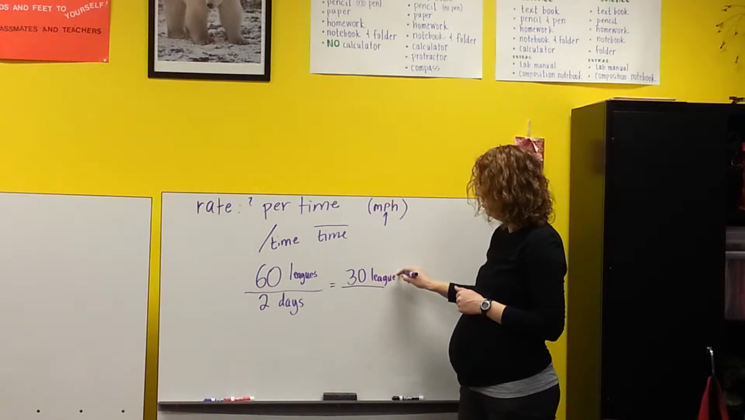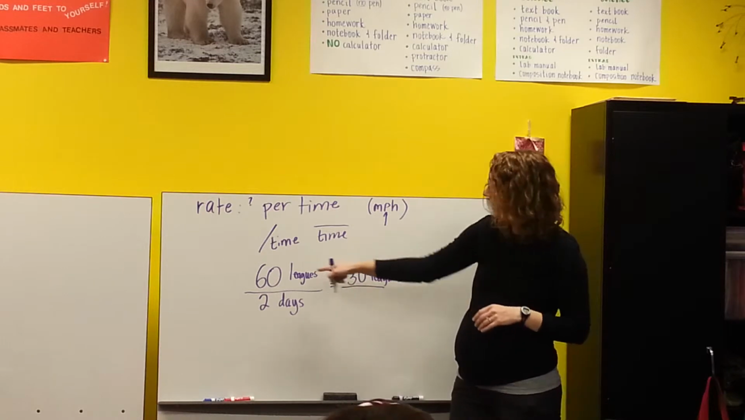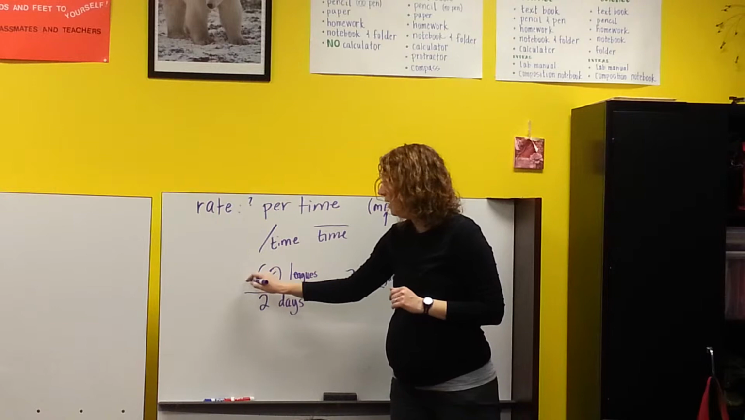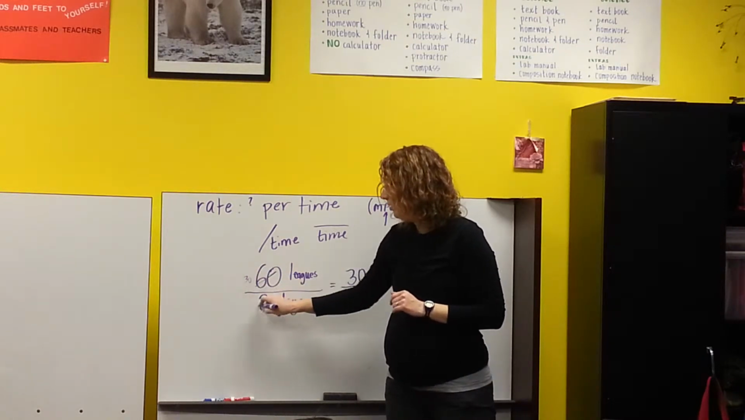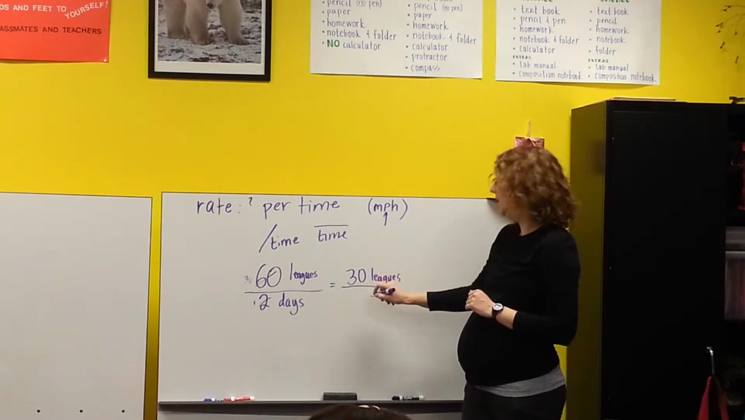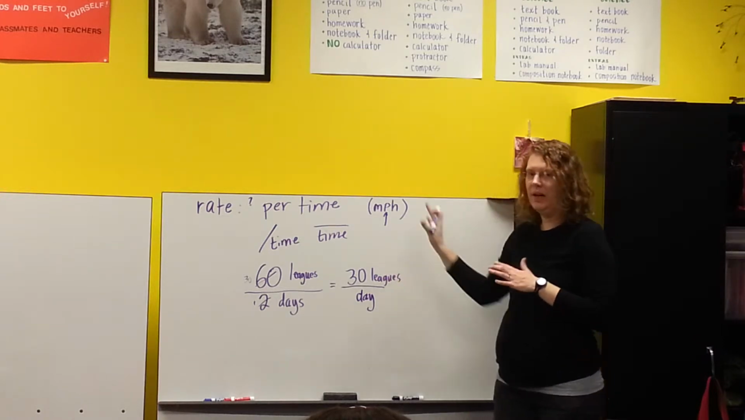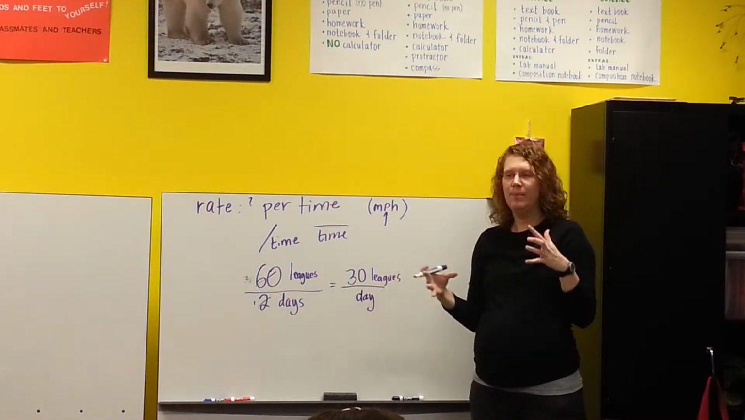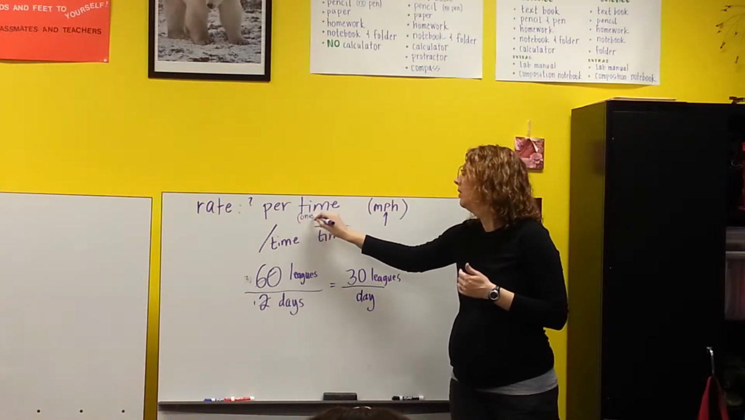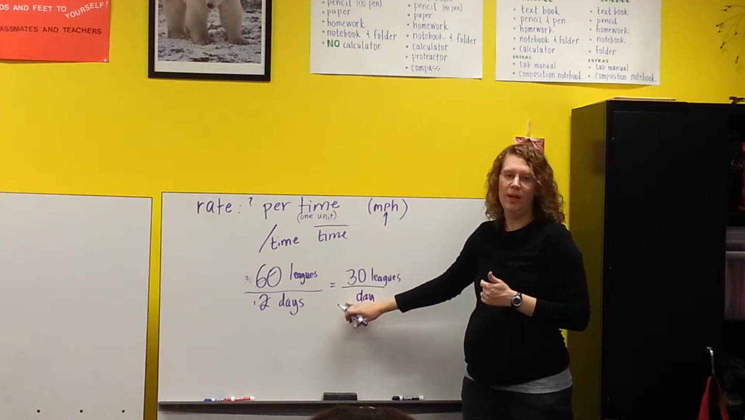Careful. You changed 60 to 30. How'd you do that? You told me you divided it by 2. So this 60 got crossed off and became 30. This 2 becomes a 1. So what would go underneath? 30 leagues per 1, exactly, per day. Okay? So 30 leagues per day. So there is our rate. We figured it out. We simplified it because we need it per 1 unit of time. So that 1 unit is right there. That's that invisible 1 that we talked about.